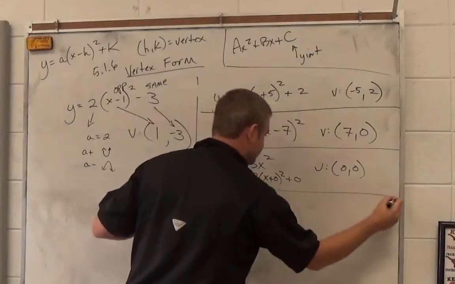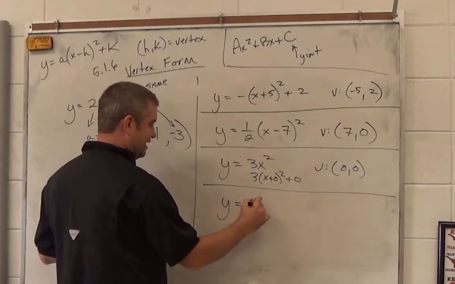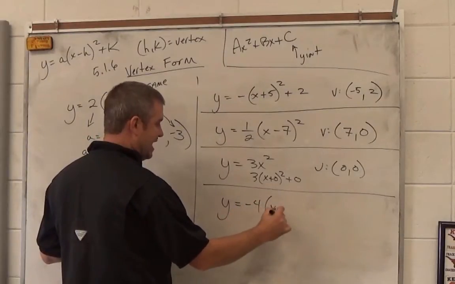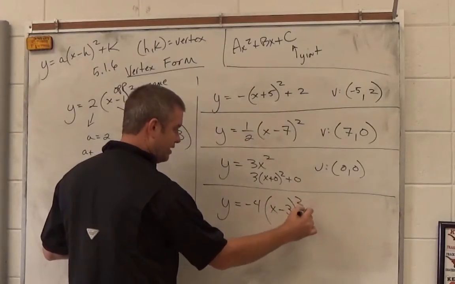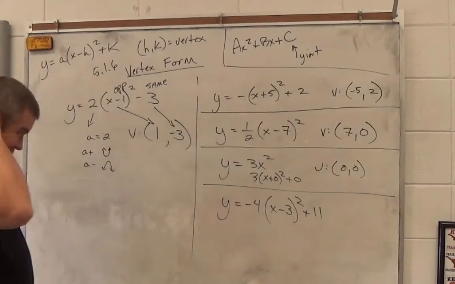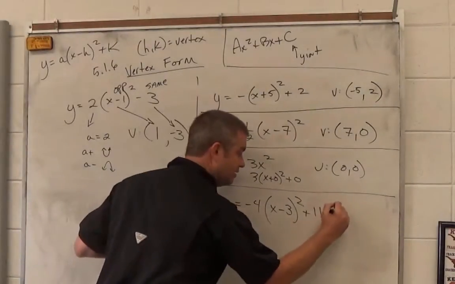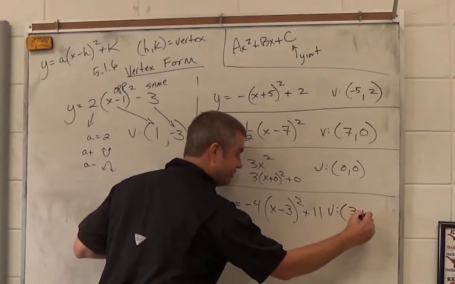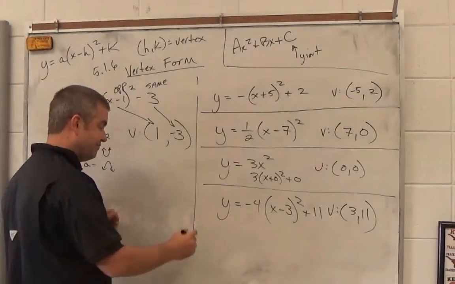Okay, how about this one? Y equals negative 4(x minus 3) squared plus 11. What's the vertex? Say it again: positive 3, positive 11. Very good. I know it's hard for some of you to see.